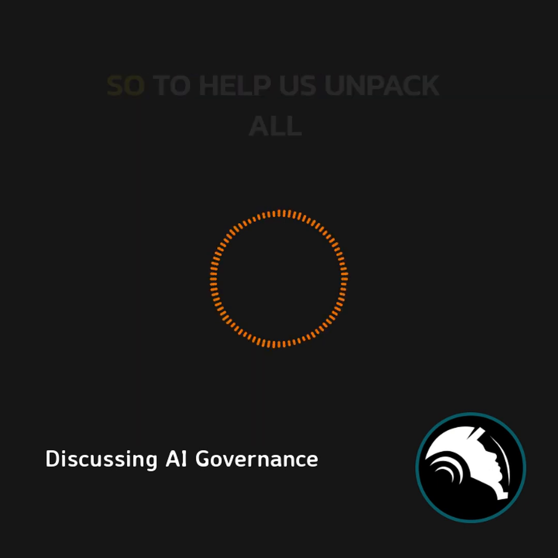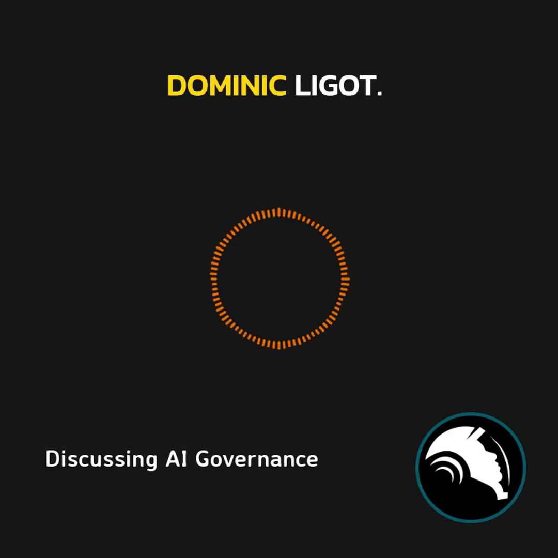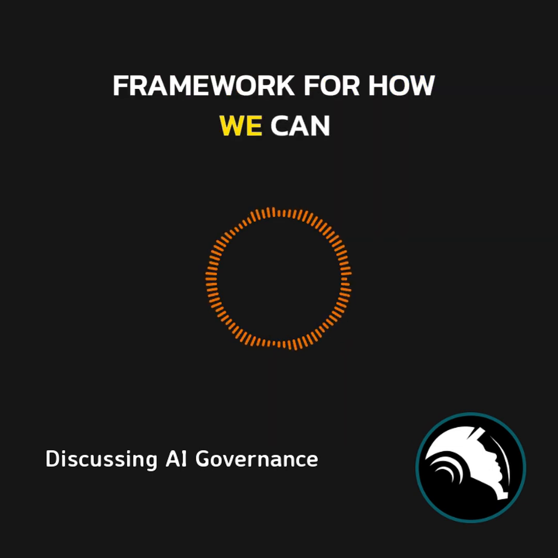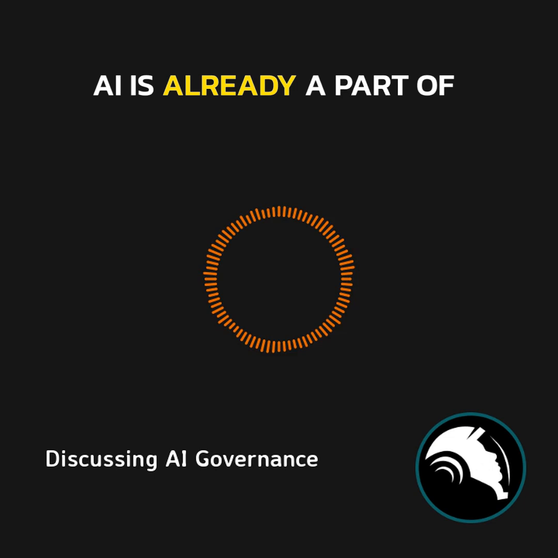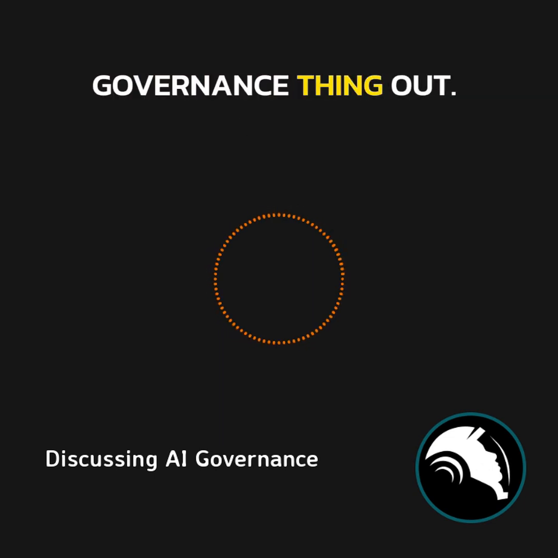I like that. So to help us unpack all of this, we're going to be looking at this paper by Dominic Liggett. Oh yeah, Liggett's work is great. Really lays out a framework for how we can develop AI responsibly. And this isn't just for the techies out there. This affects all of us. Oh, absolutely. AI is already a part of our everyday lives, and it's only going to get more integrated. So we better figure this governance thing out.